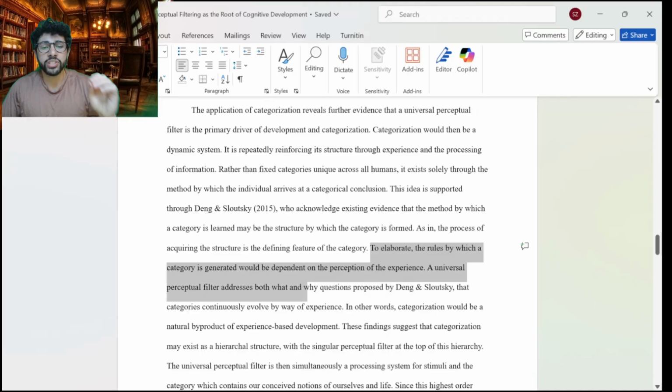A universal perceptual filter addresses both what and why questions proposed by Dang and Slutsky, that categories continuously evolve by way of experience.